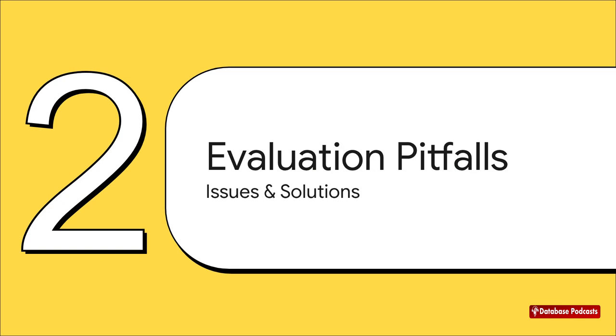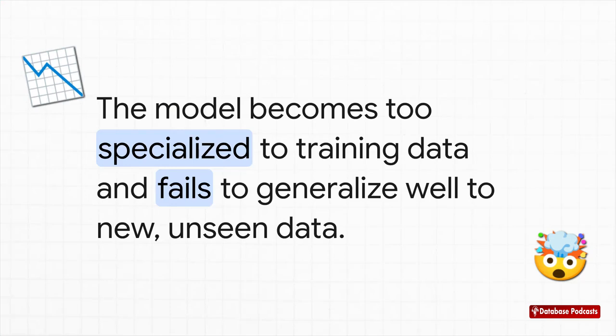So, you've picked your metrics, you're ready to go. But hold on. The evaluation process itself is kind of like a minefield. It's not just about running the numbers, it's about knowing what can go wrong, and more importantly, how to fix it. And the biggest trap of all is something called overfitting. This is when your model doesn't really learn the patterns, it just memorizes the training data. It's like a student who memorizes every single practice question word for word, but then completely bombs the final exam because the questions are different.